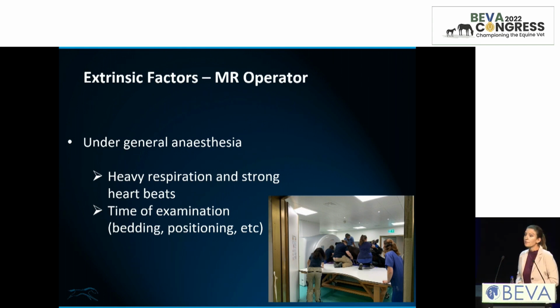Under general anesthesia, it sounds like I've been talking a lot about the horses under sedation, but under general anesthesia, there are also difficulties. Heavy respiration and strong heartbeats can be a problem, so respiratory gating may be helpful, but also the time of examination. Often we are restricted in terms of how we are placing and bedding the horses during those GA MRI scans, and therefore time can be of the essence to avoid neuromuscular damage.